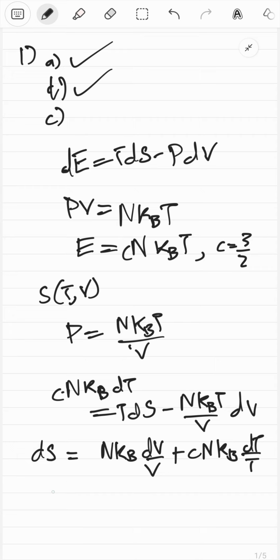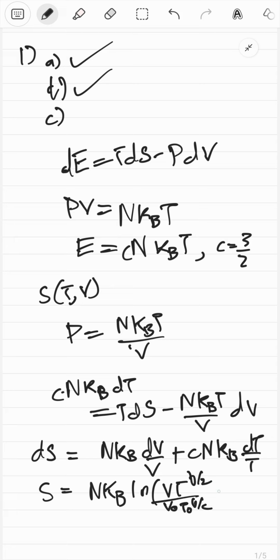Right, so from there you can easily see that S is just N K_B, because that's just a constant, times the natural log of V T to the power f by 2 upon V naught T naught to the power f by 2, because some base thing, whatever. Sorry, I shouldn't say f by 2, I should just say C, but I'm used to f by 2, so fine, just put C over there. That's the thing. And if you want a more rigorous derivation, use partial differentiation and all that, but this is okay. The total differential is something that I do deal with, so it's okay.